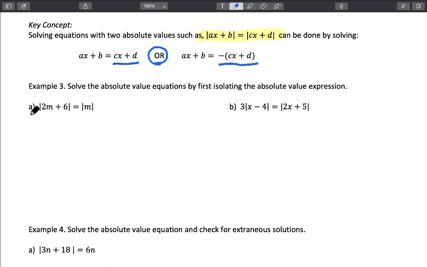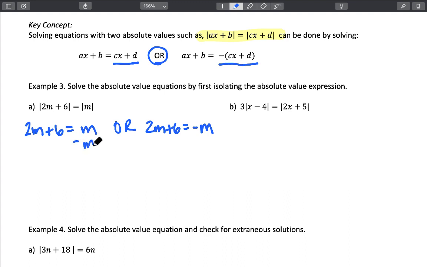Here, example 3a says solve this absolute value equation. So here we have our two absolute values. They're already isolated. We don't need to do anything to them. So we are going to set up our two equations. We have 2m plus 6 equals the positive value of m, or we have 2m plus 6 equals the negative value of m. All right, solving both of those equations now.